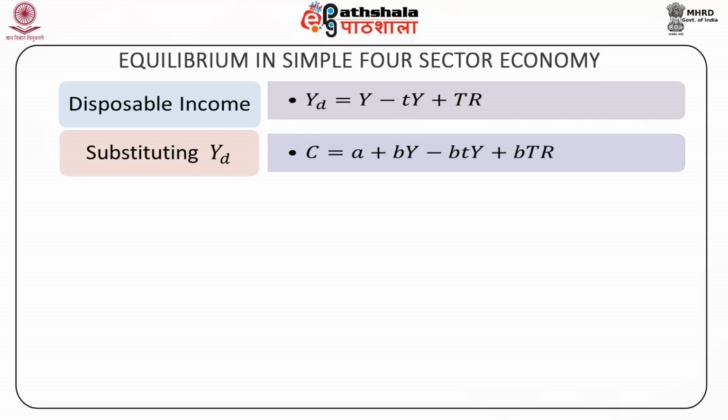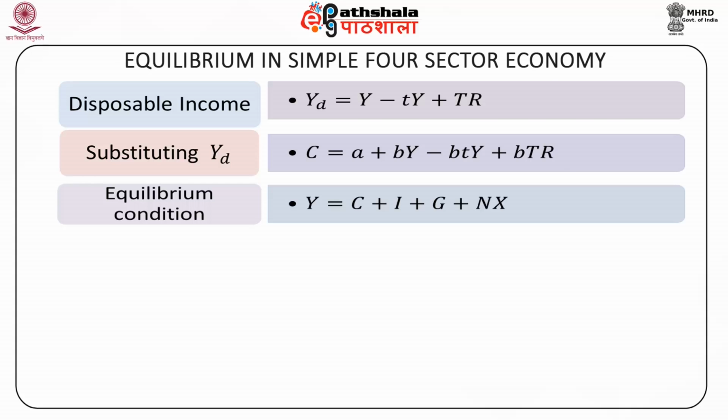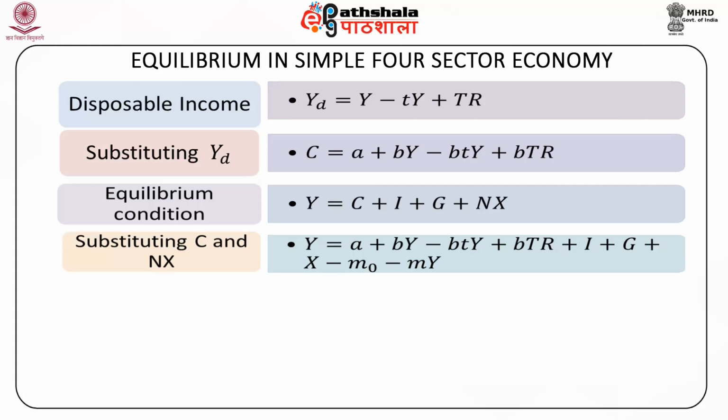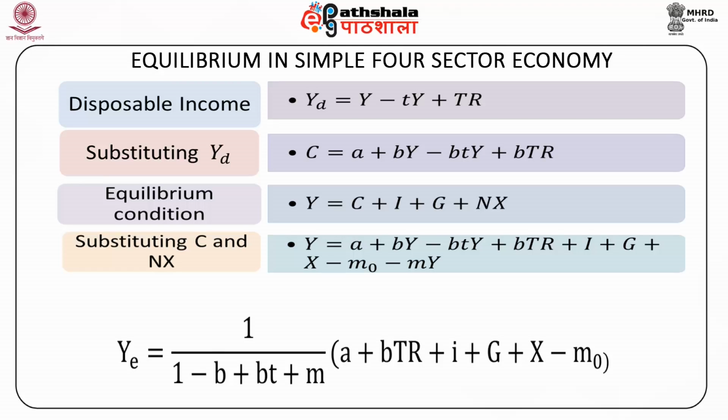Substituting YD in the consumption function, we get C = A + bY - btY + bTR. The equilibrium condition is Y = C + I + G + net exports. Substituting the value of C and NX, we get Y = A + bY - btY + bTR + I + G + X - M naught - mY. Now taking all the Y values on the left hand side and solving this equation for Y, we get the equilibrium income as YE = 1/(1 - b + bt + m) (A + bTR + I + G + X - M naught). This is the equilibrium income in the four-sector economy.